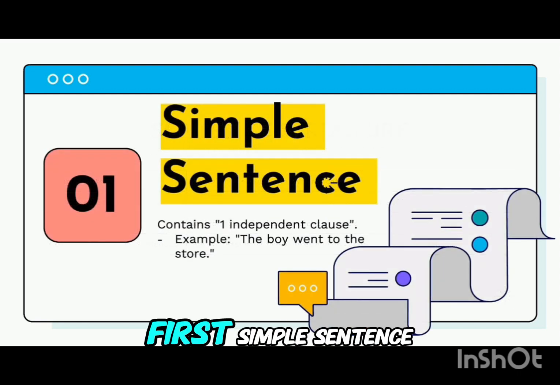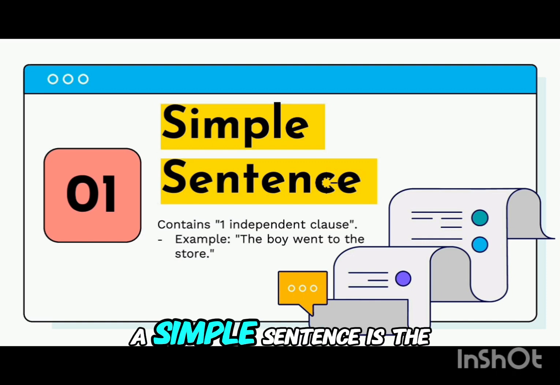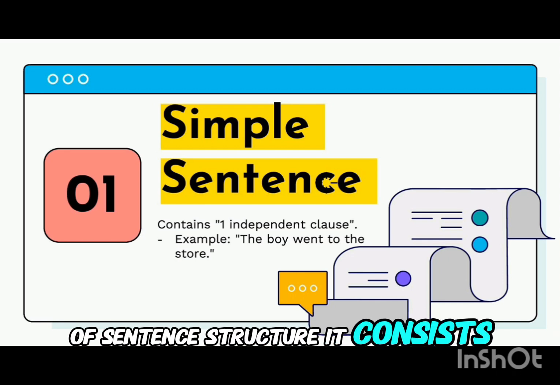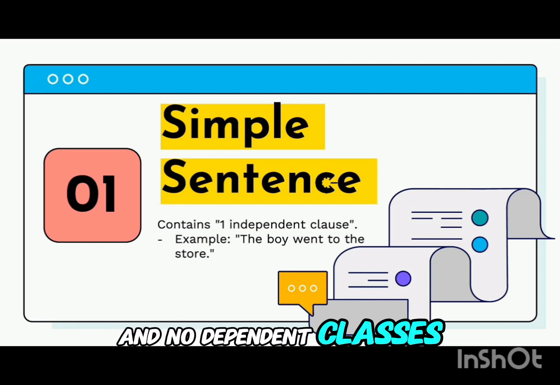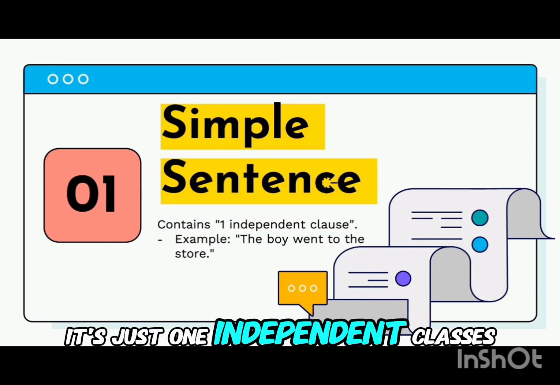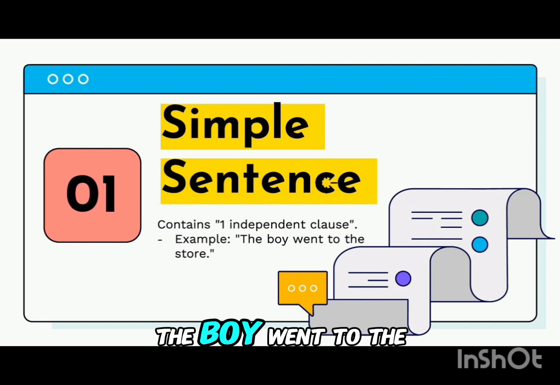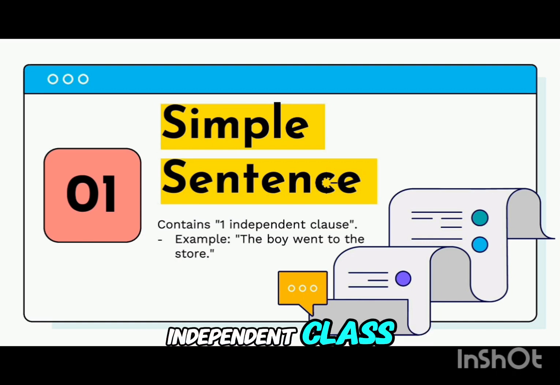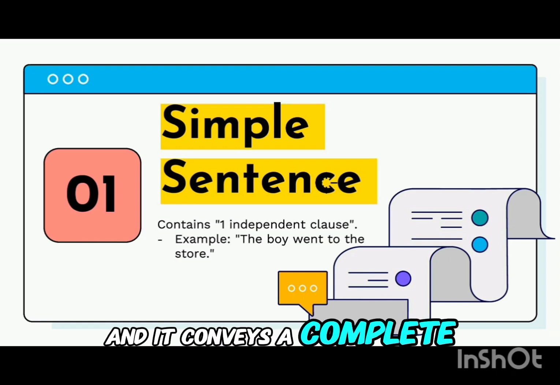So, go on to the first, simple sentence. A simple sentence is the most basic type of sentence structure. It contains one independent clause and no dependent clauses. It's just one independent clause. So, for example, the boy went to the store. The sentence has a single independent clause with one subject and one verb, and it conveys a complete thought.